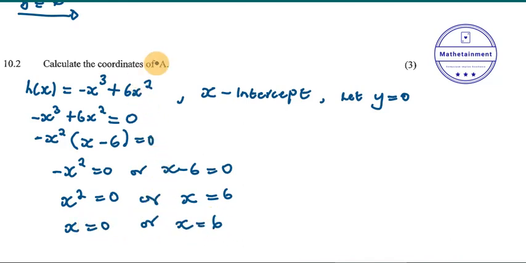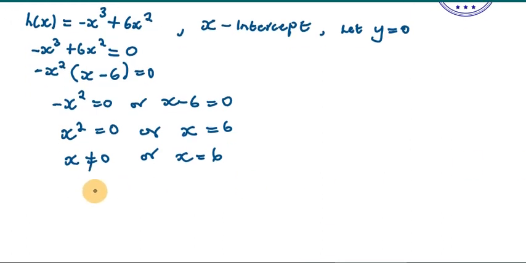Since I want the coordinates of A, I'm not using this one, I'll use this one, x equal to 6. So if you take 6 and plug it here, also look at 0. As a result, the coordinates of A is given by (6, 0).